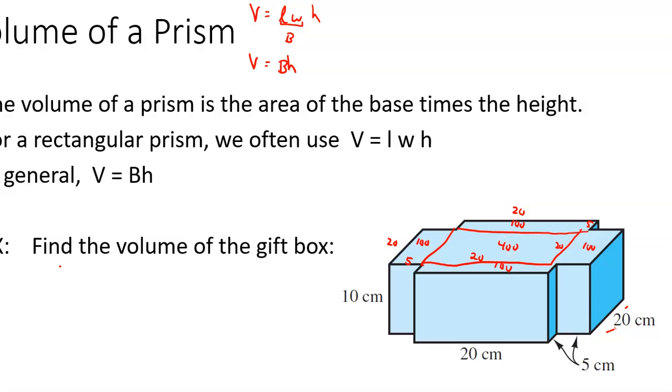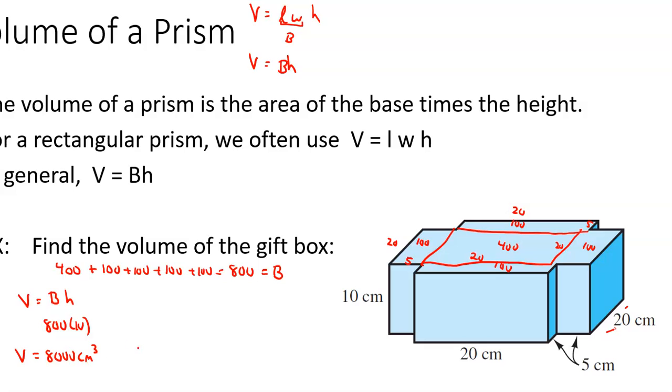So if I add up all those pieces, the 20 by 20 piece in the middle is 400, and then I add those 4 little pieces on the sides, 100, 100, 100, 100. I've come up with what? 400 plus another 400 gives me 800. That is the area of my base. And then if you want the volume, multiply the area of the base times the height. So the area of the base is 800. The height is 10. The volume of my gift box is 8,000 cubic centimeters. Not square anymore. Square centimeters times centimeters is cubic centimeters.